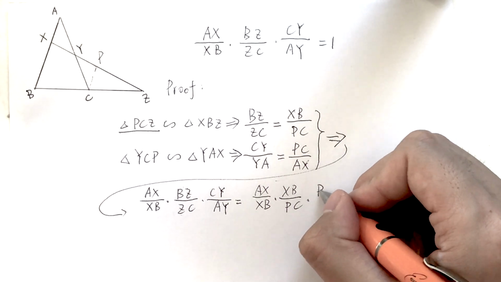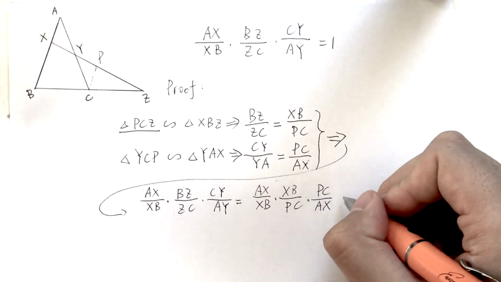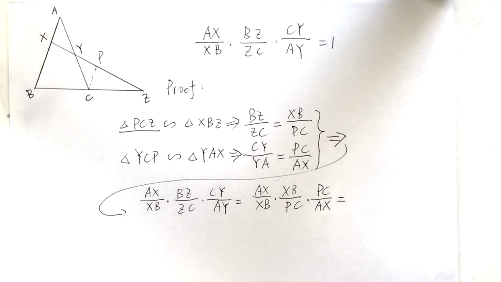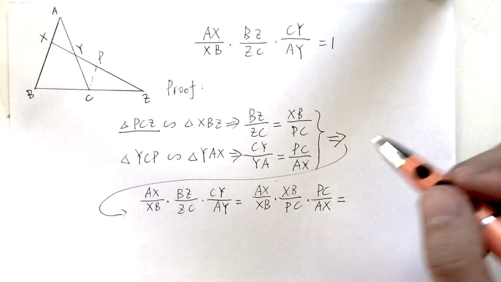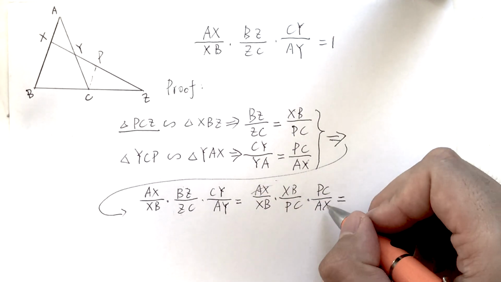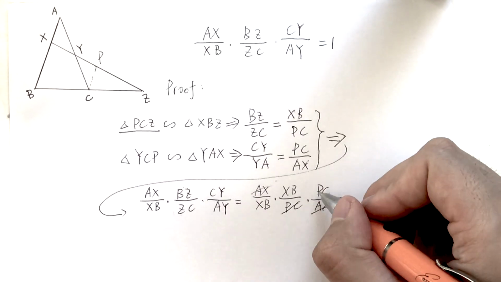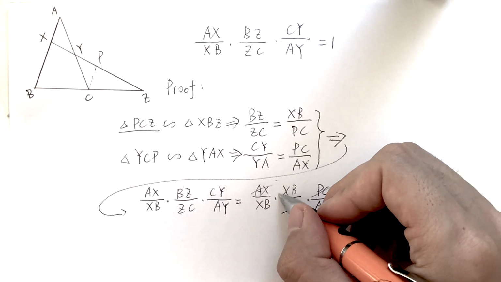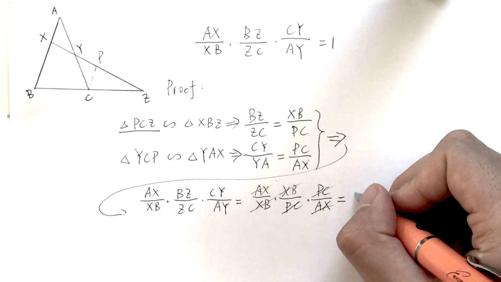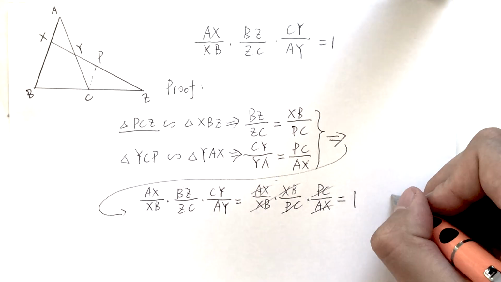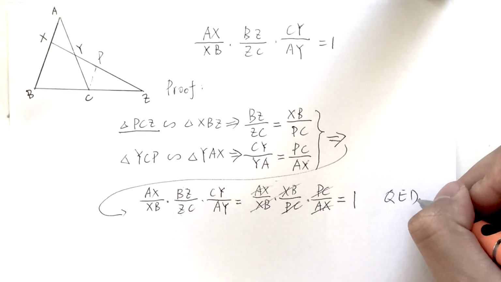PC over AX. All right, now it's very clear that it's equal to 1 because the AX and AX cancel here, the PC and PC cancel here, and the XB and XB cancel here, and it's exactly equal to 1. So QED. We have finished our proof.